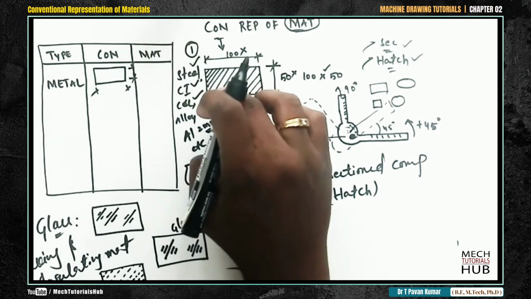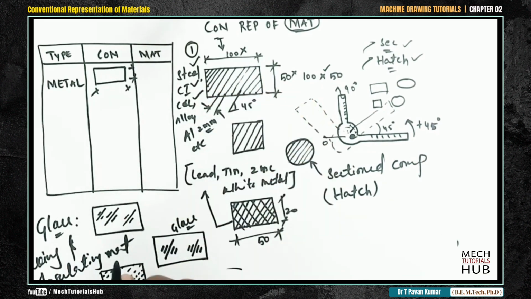Okay, cast iron or steel we use continuous lines. In this case we use discontinuous lines. That is the only difference that you need to remember.